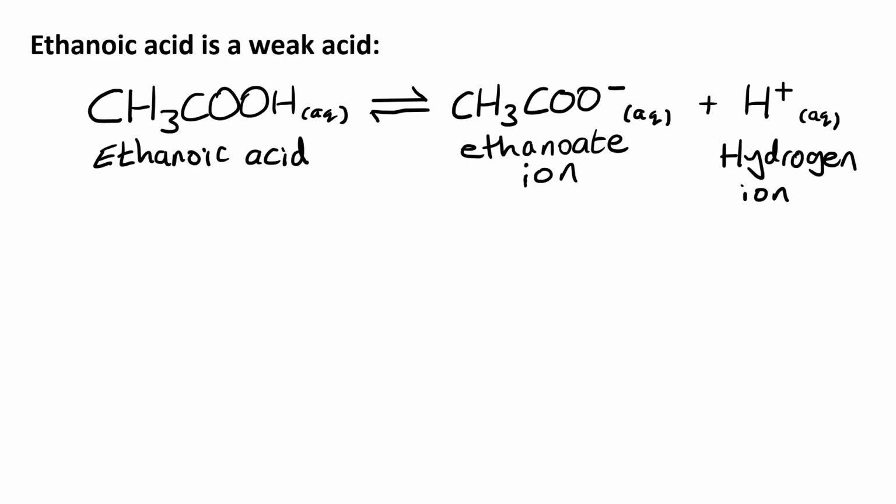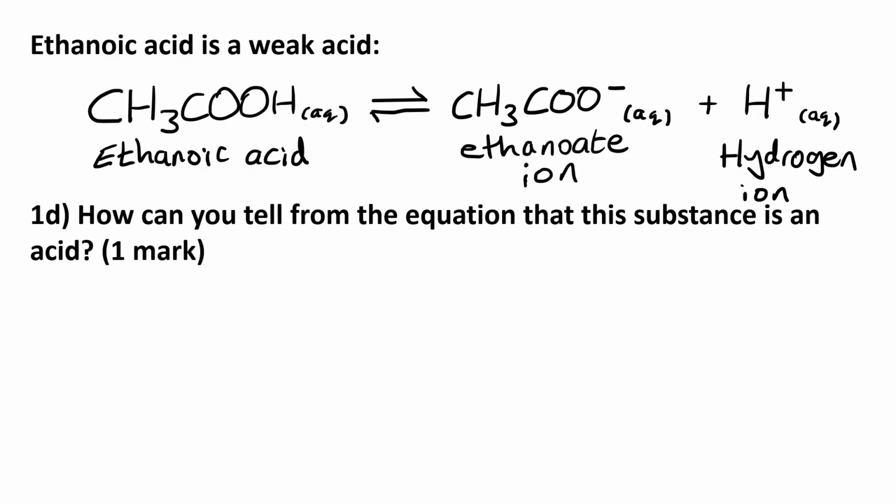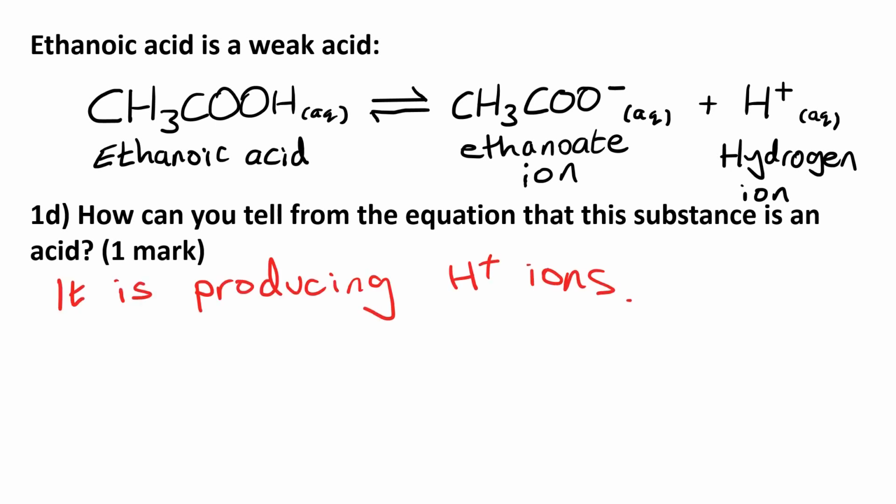Ethanoic acid is a weak acid, and we're given an equation there showing how ethanoic acid dissociates or breaks down or ionizes to produce the ethanoate ion and the hydrogen ion. How can you tell from the equation that this substance is an acid? Well, it's because it's producing hydrogen ions. All acids produce hydrogen ions.